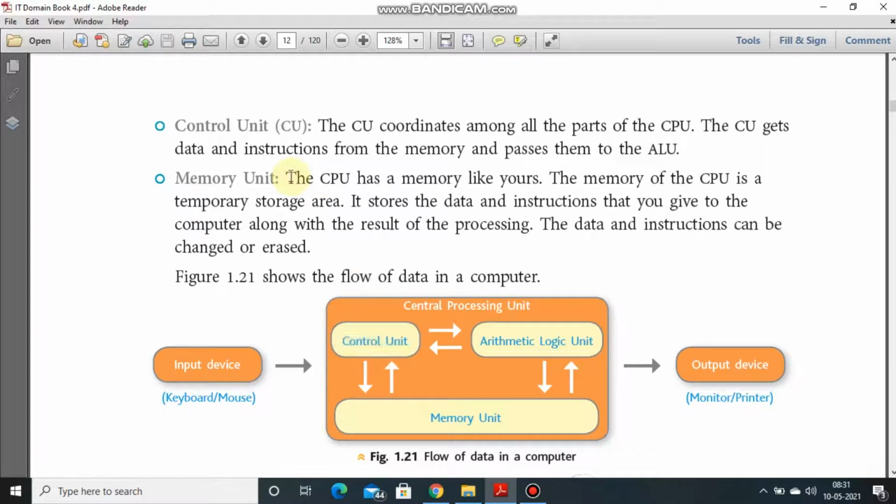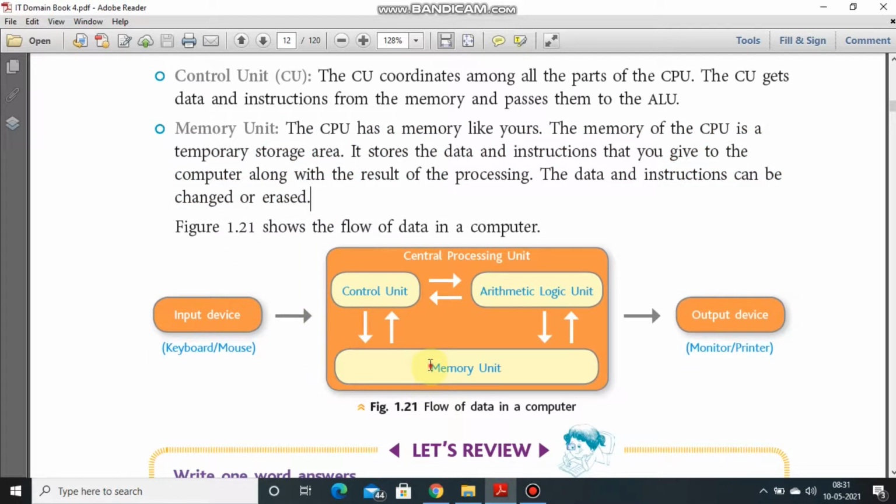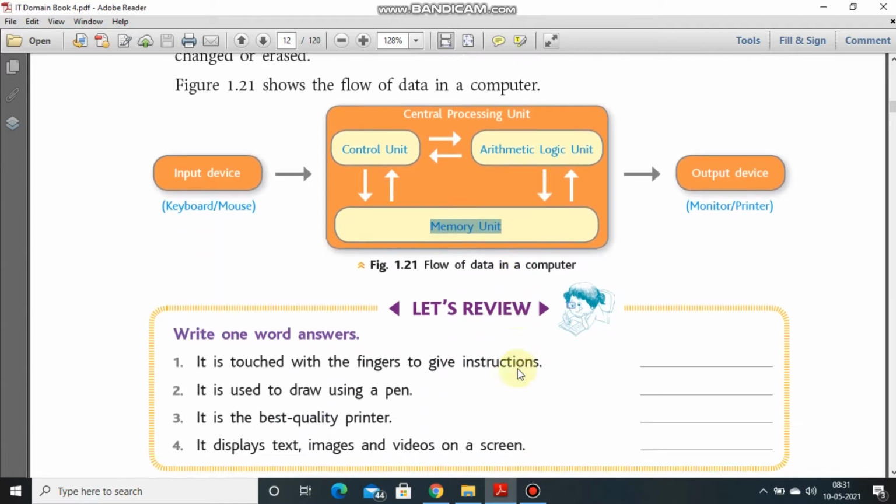The memory unit, which we will read about in the next chapter. The CPU has a memory like ours. The memory of the CPU is a temporary storage area. It stores the data and instructions that you give the computer along with the result of processing. The data and instructions can be changed or erased. We can save the data temporarily, or store it for a longer time. We can save it, erase it, and modify it also.